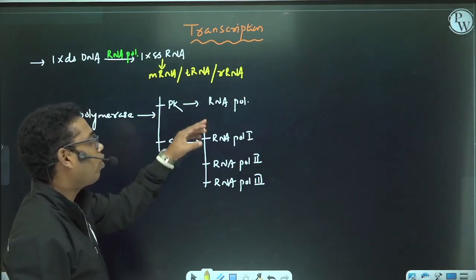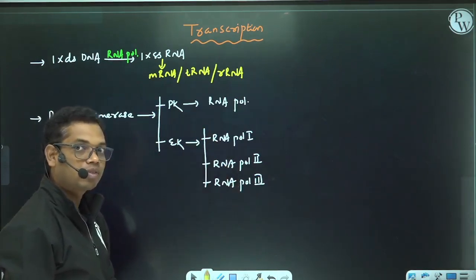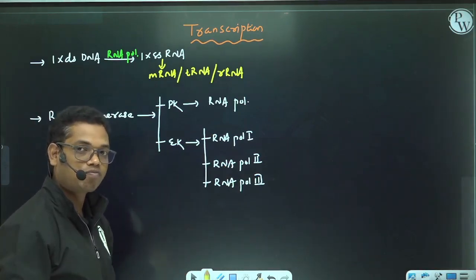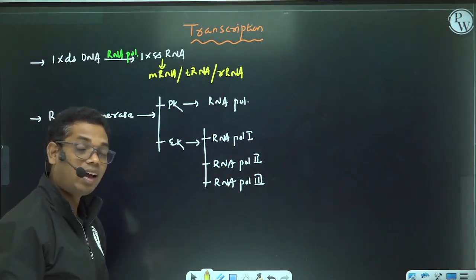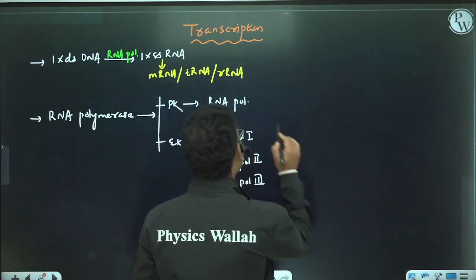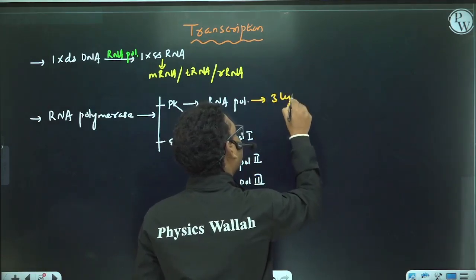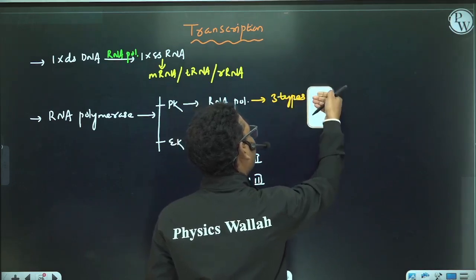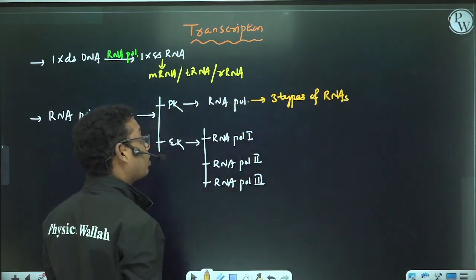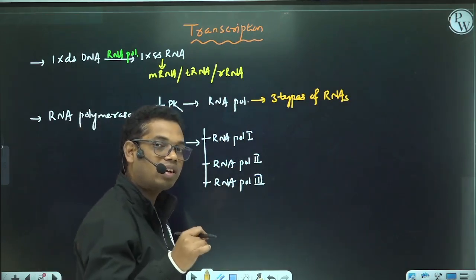Now the RNA polymerase responsible for transcription is of one type in prokaryotes, but in eukaryotes 3 types of RNA polymerases are there. Mainly the RNAs are of 3 types: mRNA, rRNA and tRNA. In prokaryotes, a single type of RNA polymerase synthesizes all 3 types of RNA. But in eukaryotes, we have 3 different RNA polymerases to synthesize 3 different RNAs.